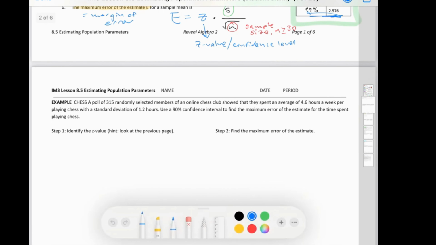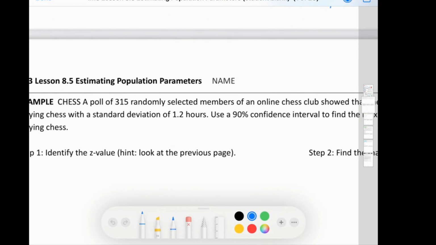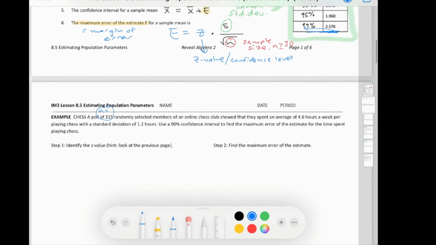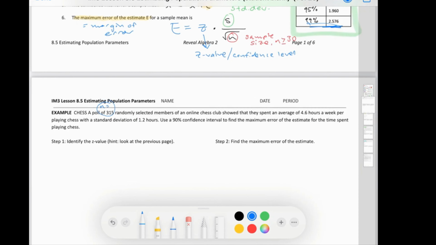The first thing I'm going to do is take all the variables that we just read. I have 315, the total number of people there. Then it tells me it takes an average of 4.6 hours, so I would read that as the mean. Not sure if we're going to need that, but I'm highlighting it. And then I have the standard deviation here, so s equals 1.2 hours. For the confidence interval, we're going to have to go back and use the chart on the previous page. And the maximum error of the estimate is just E. What is E? So I broke this down into some steps.